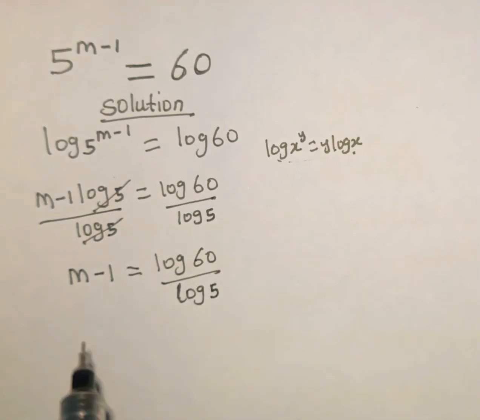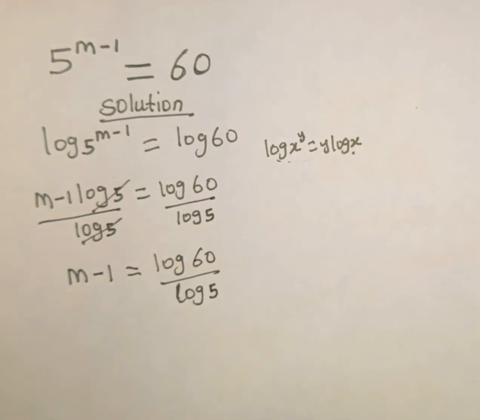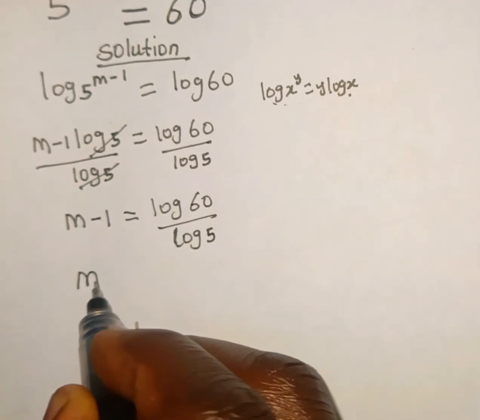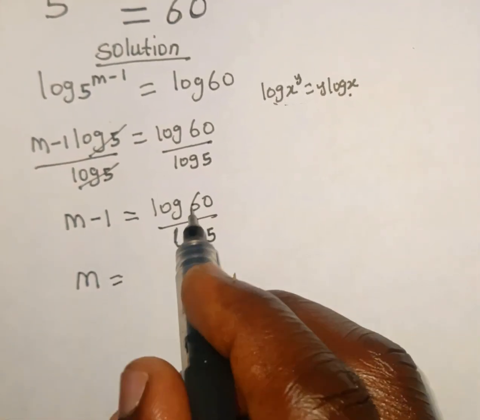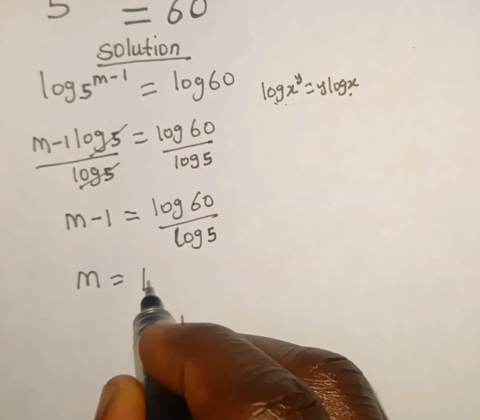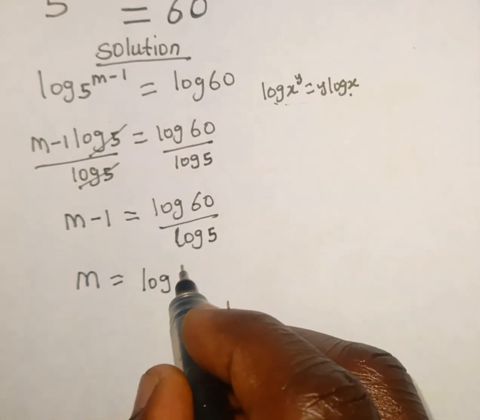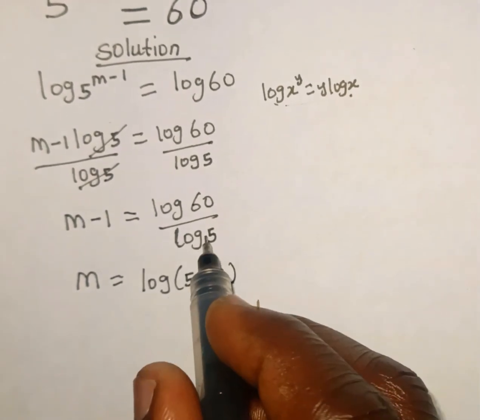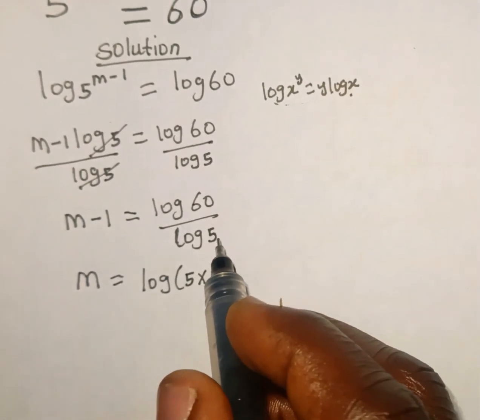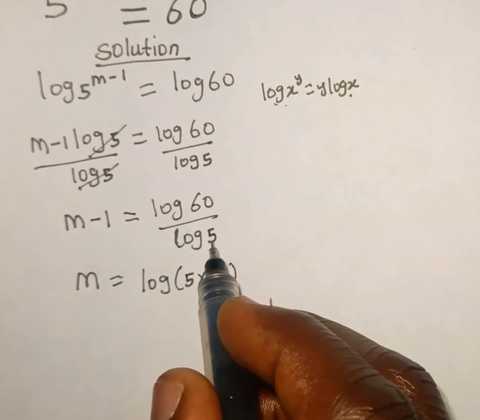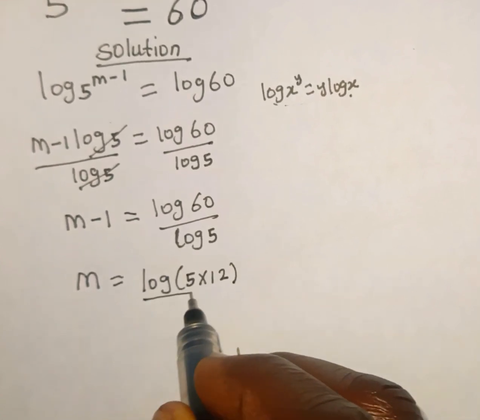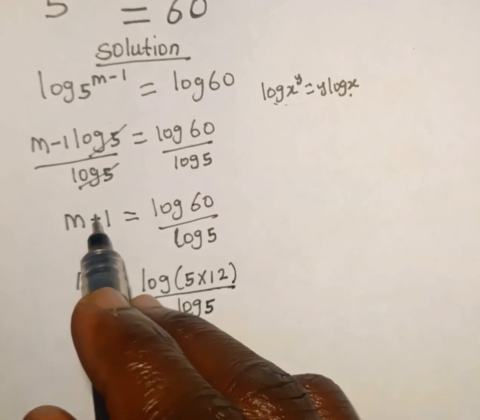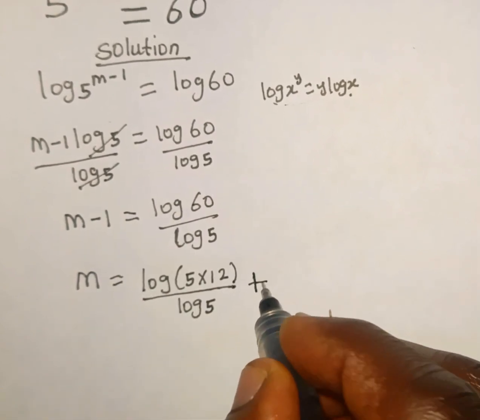So the next thing we're going to do is to take this negative 1 to the right hand side. When we do that, we're going to have only m in the left hand side, which is going to be equal to log of 60. 60 can also be written as 5 multiplied by 12. We do that because here we have log 5, so we look for any number we can multiply by 5 to get 60, which is 12. So everything all over log of 5, then when we take this 1 to the right hand side, it becomes positive 1.